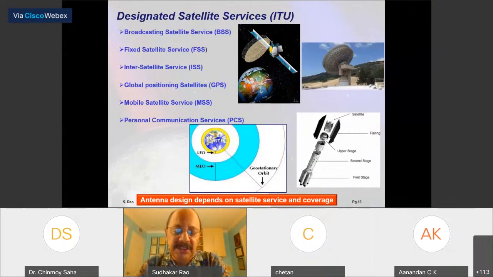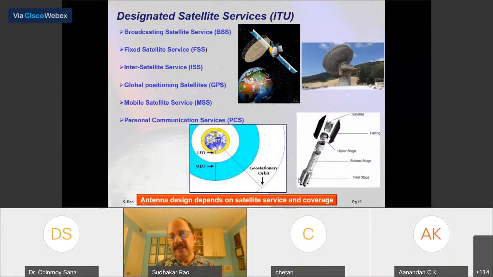Sometimes it's called HTS as well, high throughput satellite. These satellites carry very high capacity. Typical capacity of FSS is probably 5 to 10 gigabits per second, whereas these high capacity satellites will have terabits per second capacity, which is almost 200 times more capacity. They're used for high-speed internet and other services. So antenna design depends on satellite service and the coverage. Each one is different, so that makes it more interesting.